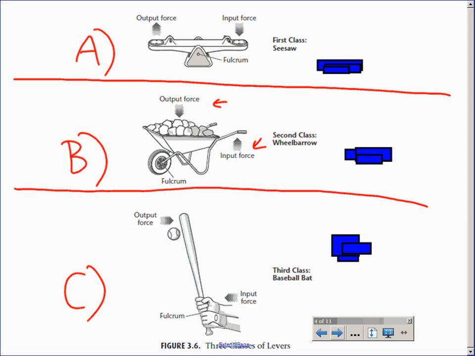That's one way of looking at it, grade 7. Input is what you put into it. Weight going down, weight lifting, swinging it. That's your force. I'm using weight, I should be saying force, right? So the force that you put into it provides your input force. Output force, carrying rocks, swinging the baseball bat to hit the ball. Okay, remember, input, output, fulcrum.